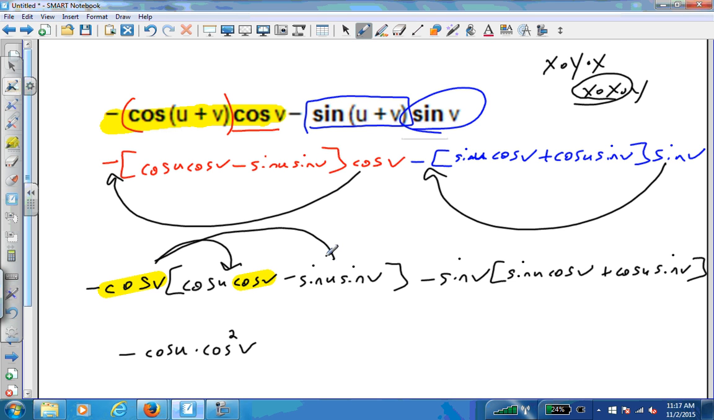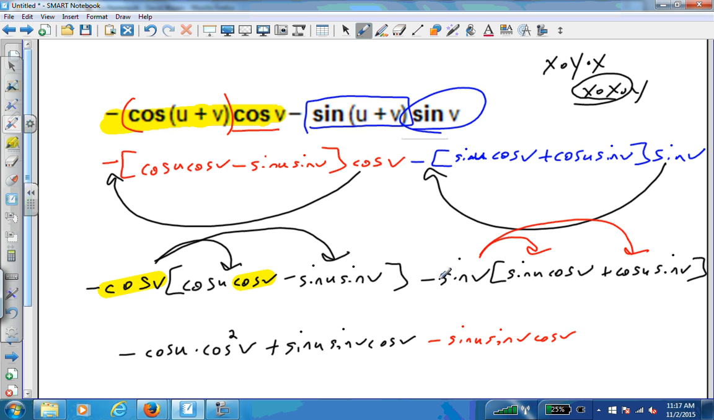Then we need to distribute to there. None of those are the same. Negative times negative is positive. So that's sine u, sine v, cosine v. Now here, when we distribute, none of those are the same. This is sine v, this is sine of a different angle. U and v, sine u, sine v, those are different, so that's not sine squared. So we can just call that negative times positive is negative. Sine u, sine v, cosine v.